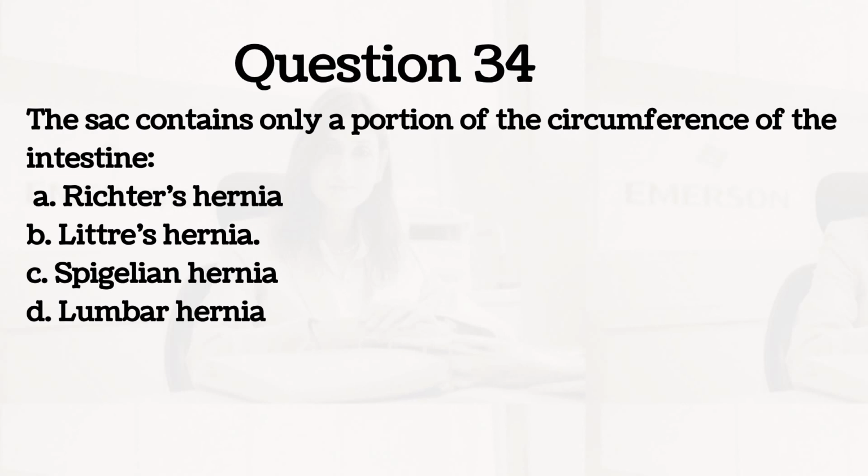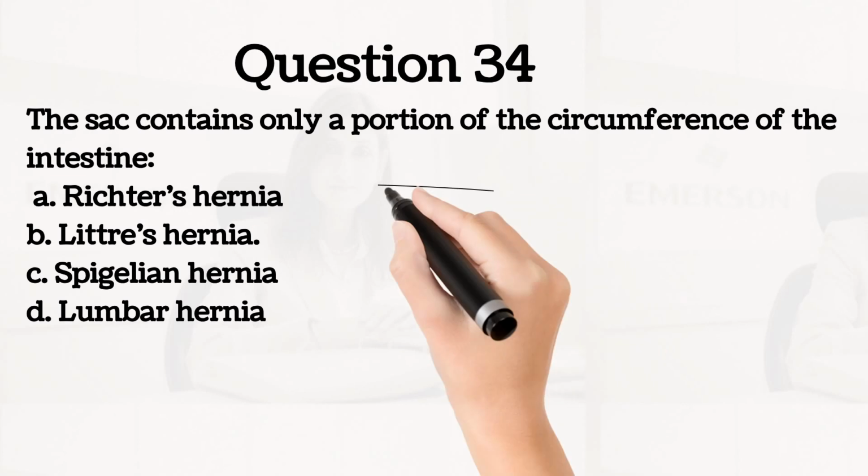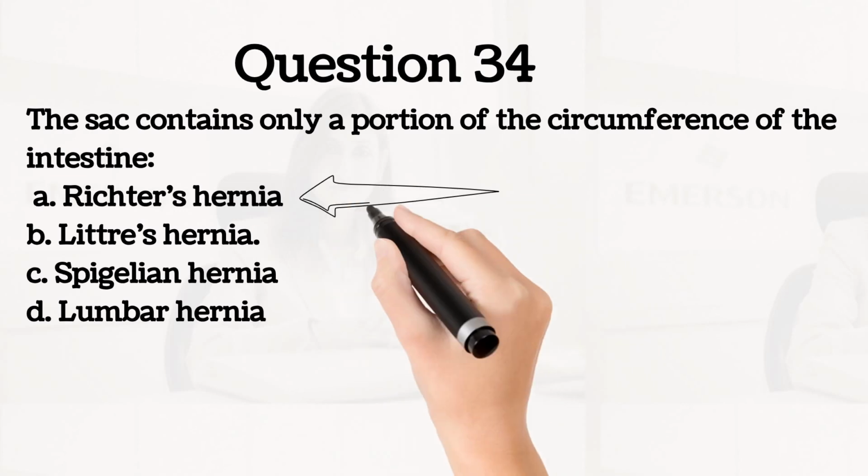Then Littre's hernia, though they look the same, they are not really, they have different contents. For Littre's hernia, it contains the Meckel's diverticulum. That's what it contains. Yeah, that's for Littre's hernia. Then Richter's hernia has a sac which contains only a portion of the circumference of the intestines.